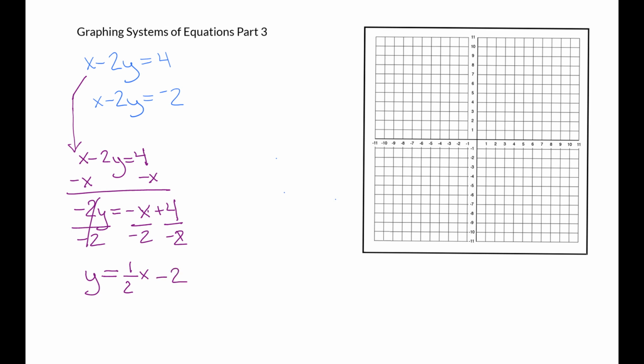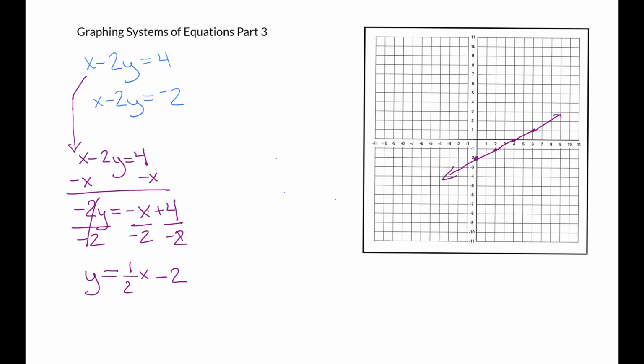So first I'm going to graph that on my graph. So my y-intercept is at negative 2, and then I go up 1 over 2, up 1 over 2. And I can keep doing that until I feel pretty confident about what it's going to look like. So if I go up 1 over 2, that would be right there. Okay, so my line looks like this.